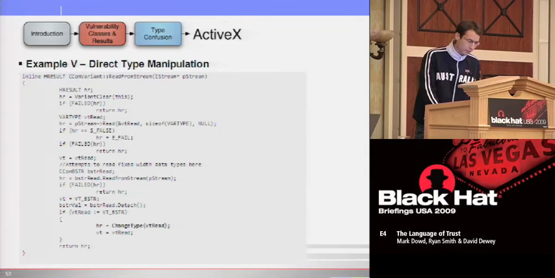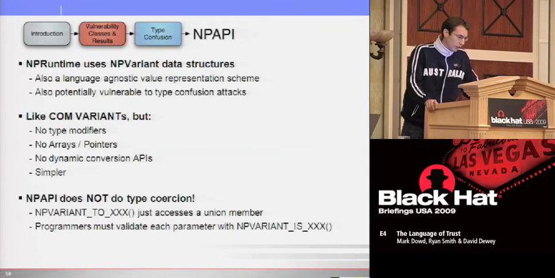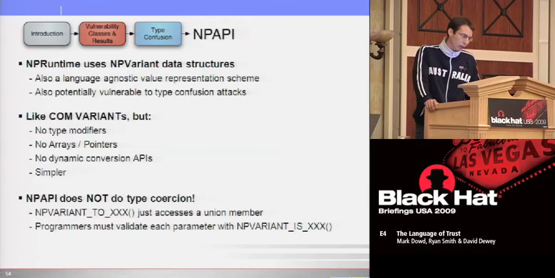I just wanted to talk about the NPAPI a little bit as well. So like I said before, they use the NPVariant data structures rather than the Microsoft variant structures. Again, this is a language-agnostic scheme, but it's a lot simpler and basically less vulnerable in many ways because they don't have the type modification and kind of misleading APIs and stuff like that. So it's simpler to use and simpler to get right.